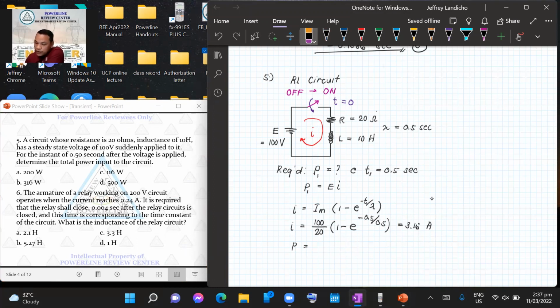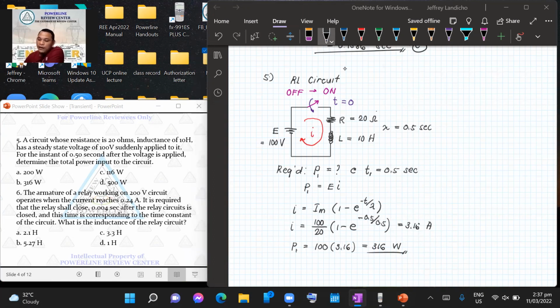So, 3.16 amperes multiplied by the source voltage of 100, times the 3.16 from earlier. This would be the input power, or the total power supplied by our circuit. How much is that? This should be 316 watts. That should be the answer.